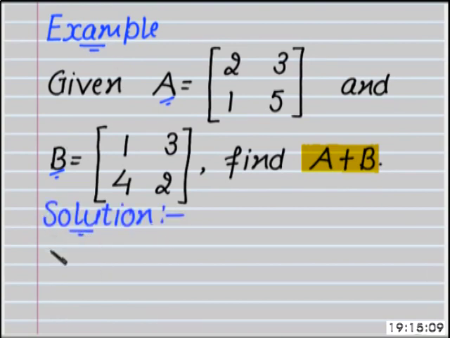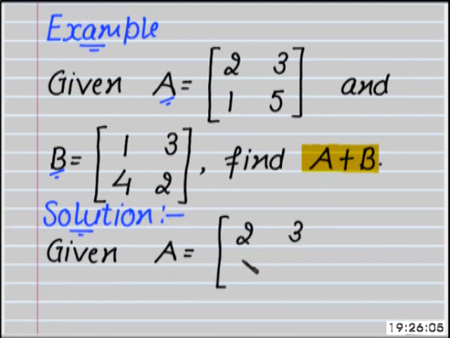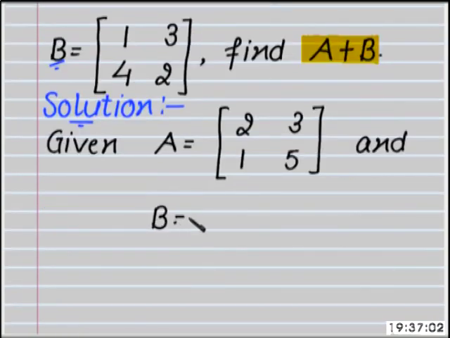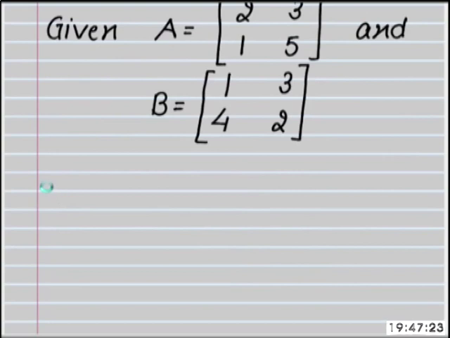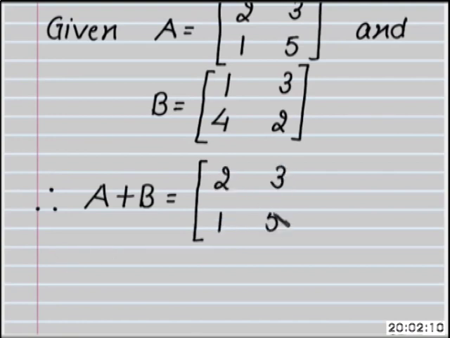Now its solution. Here, given matrix A with first row elements as 2, 3, second row elements as 1, 5, and matrix B with first row elements as 1, 3, second row elements as 4, 2, therefore A plus B is equal to given matrix A plus given matrix B.